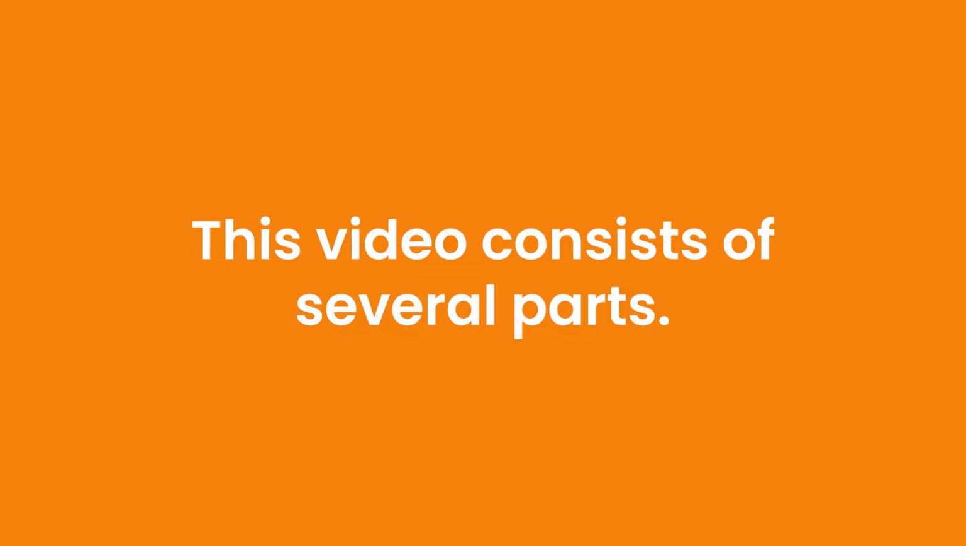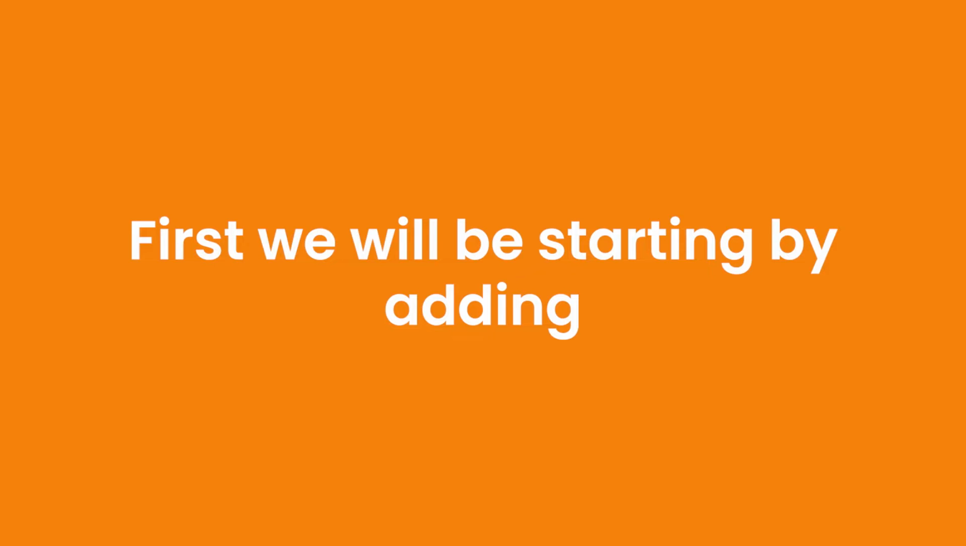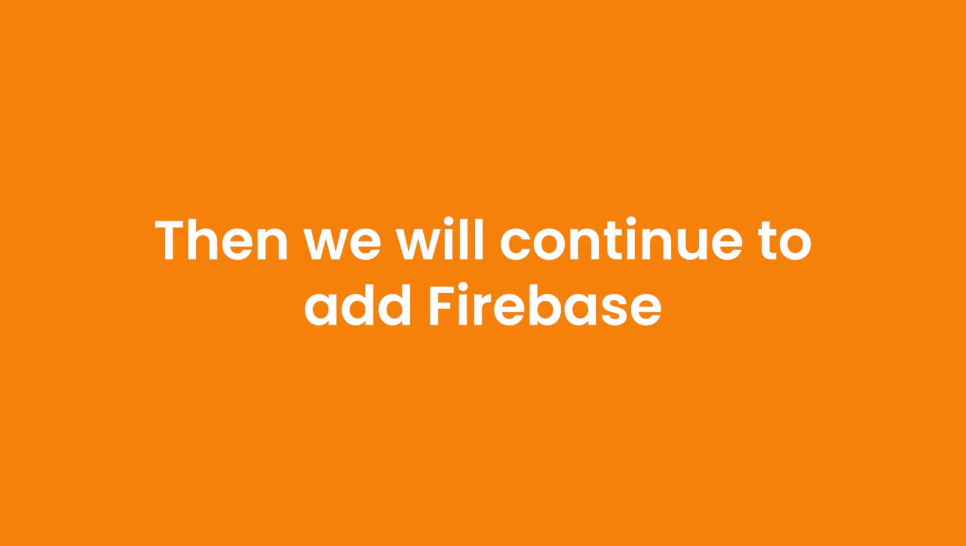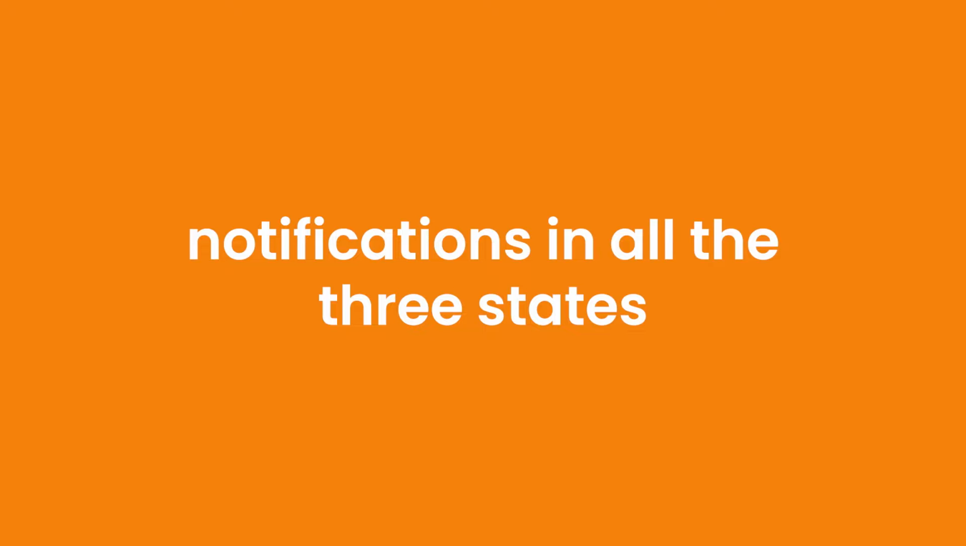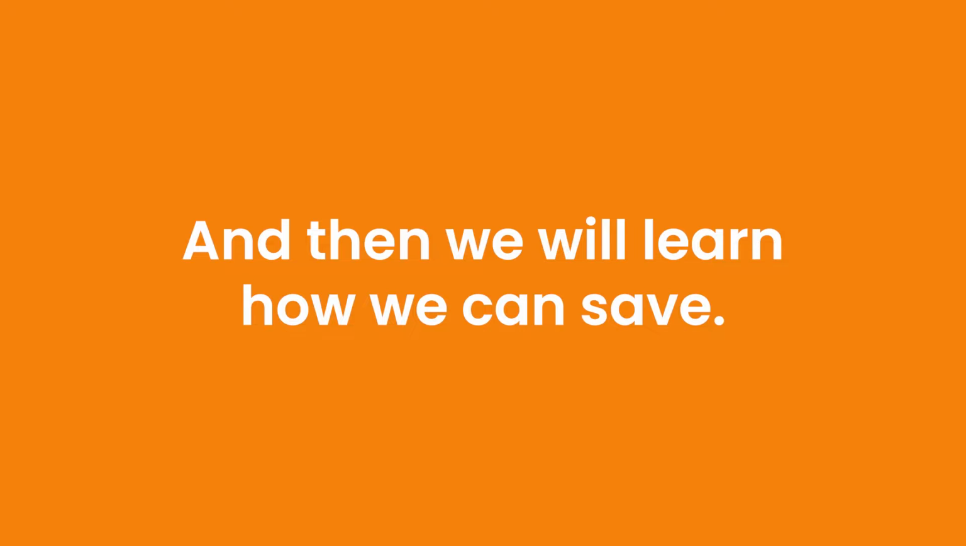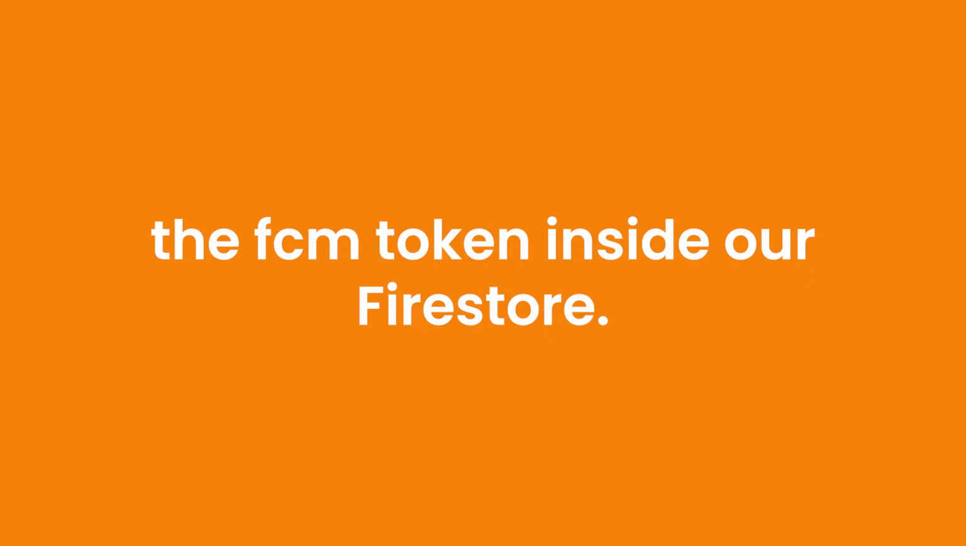This video consists of several parts. First, we'll be starting by adding Firebase authentication. Then we will continue to add Firebase notifications in all three states: foreground, background, and terminated state. And then we'll learn how we can save the FCM token inside our Firestore. So let's start this video.